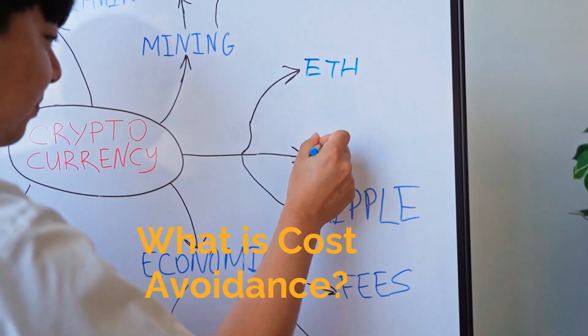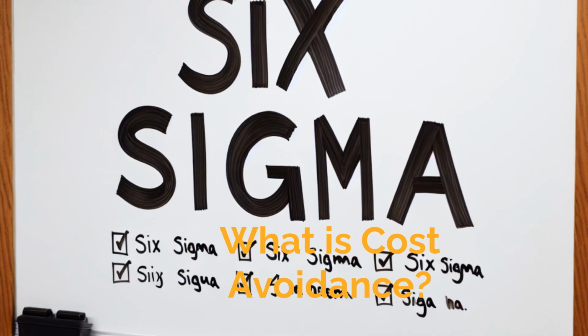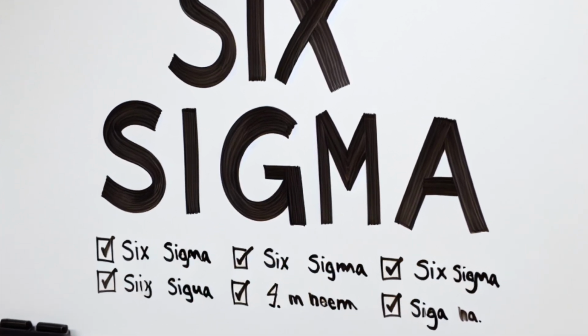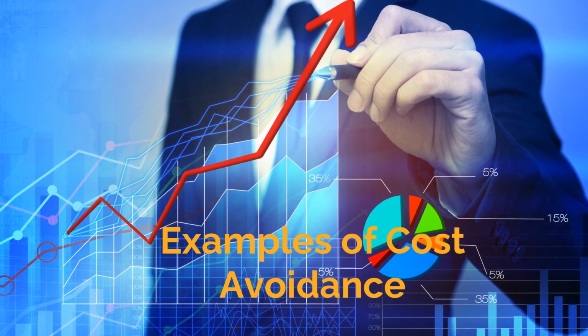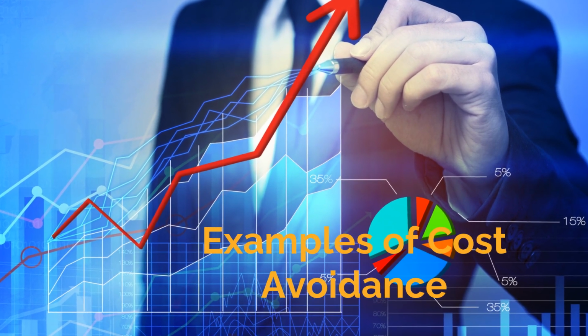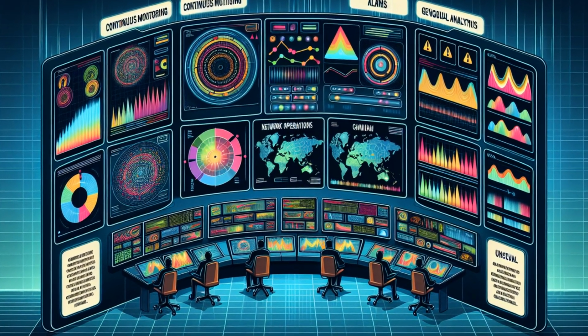Now, let's move on to cost avoidance. This strategy focuses on preventing future costs from occurring in the first place. Examples of cost avoidance include investing in preventive maintenance to avoid future repair costs, or implementing training programs to reduce employee turnover.